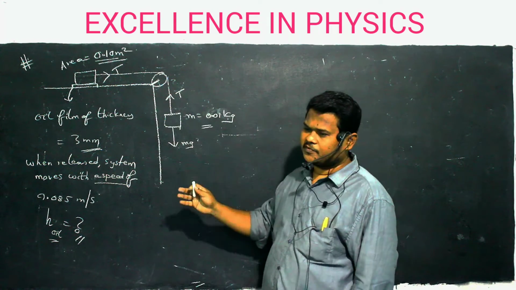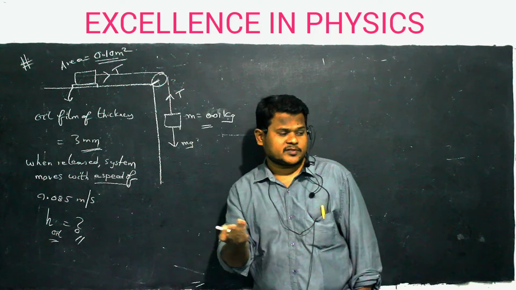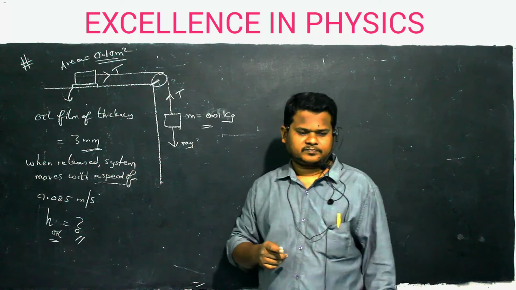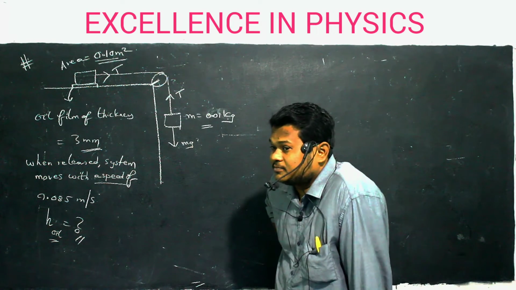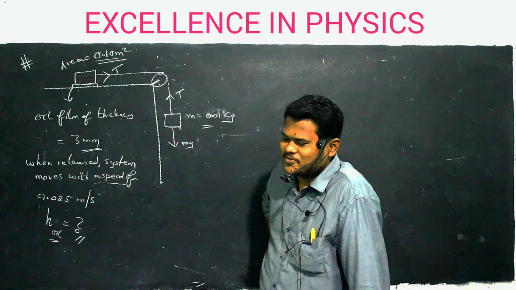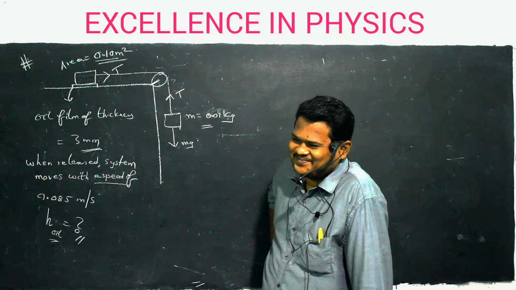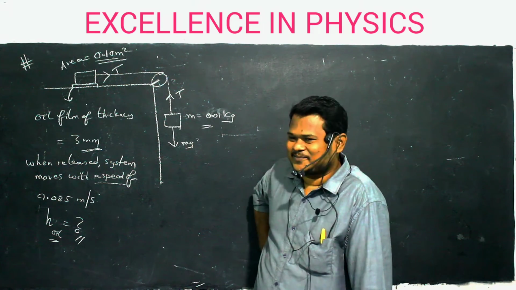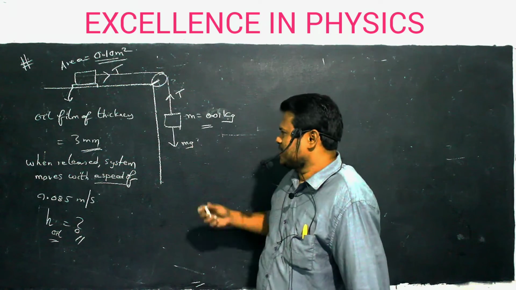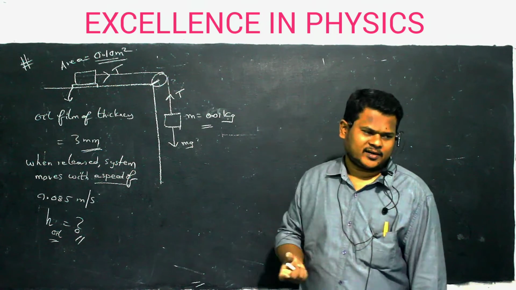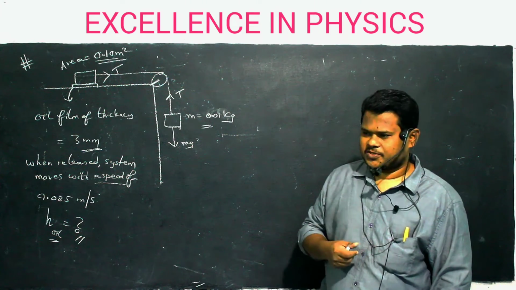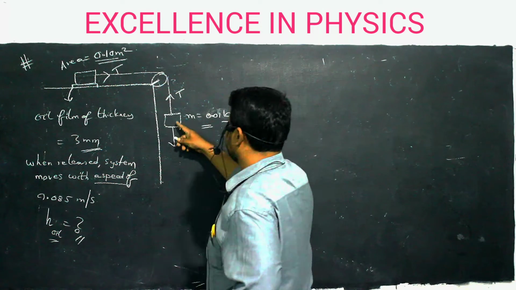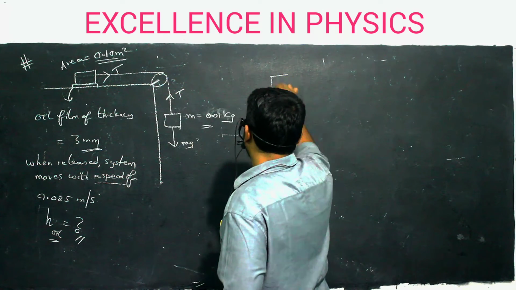Okay. Now what is meant by constant speed? The system is moving with a constant speed. Constant speed means what? Speed does not change. Velocity is not zero. Acceleration is zero. That is the meaning of this one, no? This is a non-accelerated motion. Uniform motion. Clear?